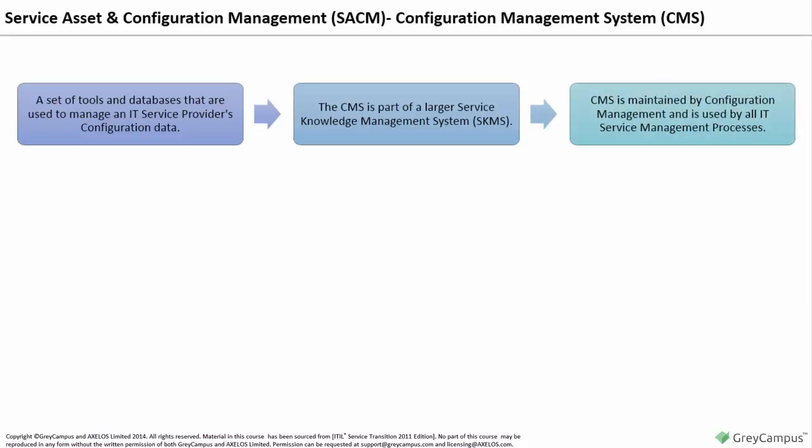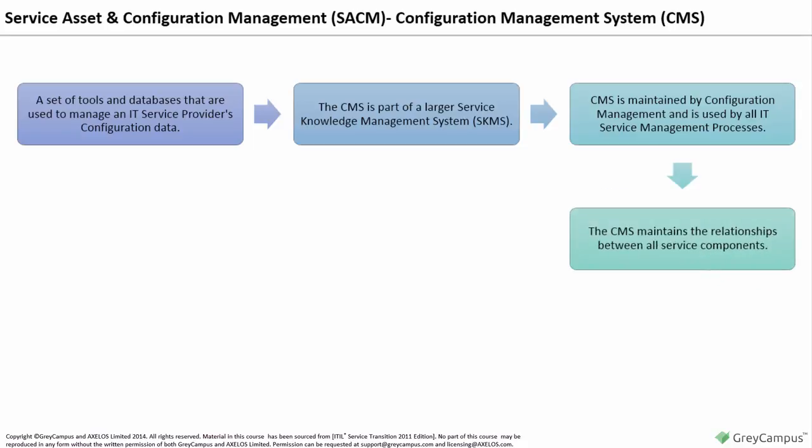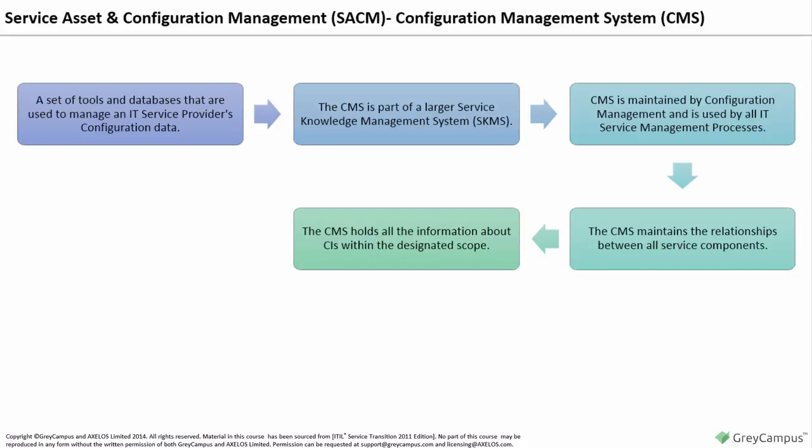CMS is maintained by configuration management and is used by all IT service management processes. The CMS maintains the relationships between all service components and may also include records for related incidents, problems, known errors, changes and releases. The CMS may also link to corporate data about employees, suppliers, locations and business units, customers and users. The CMS holds all the information about CIs within the designated scope.